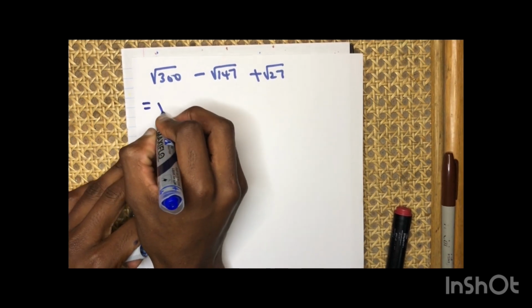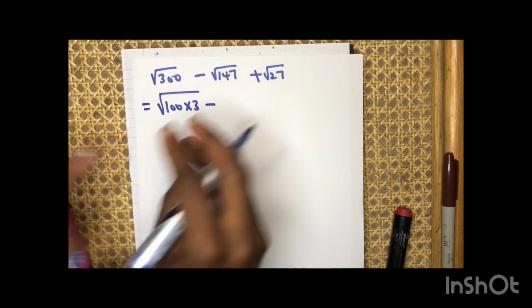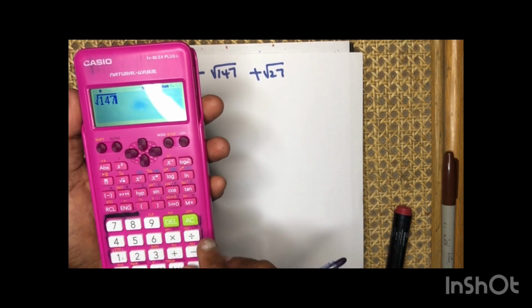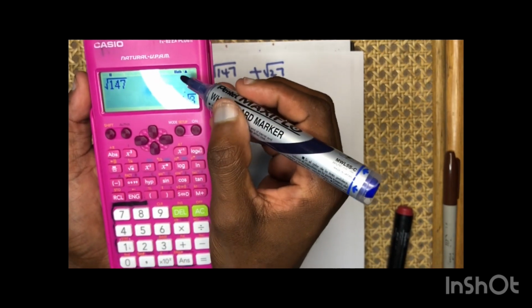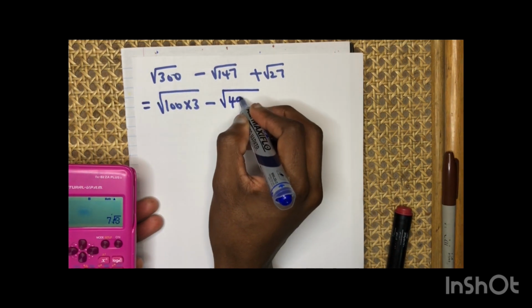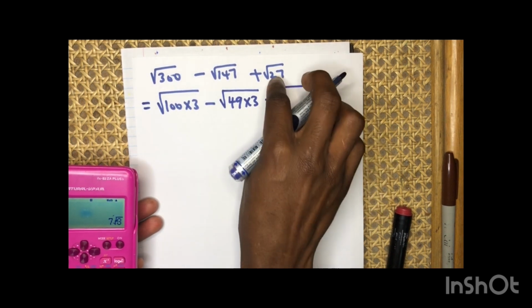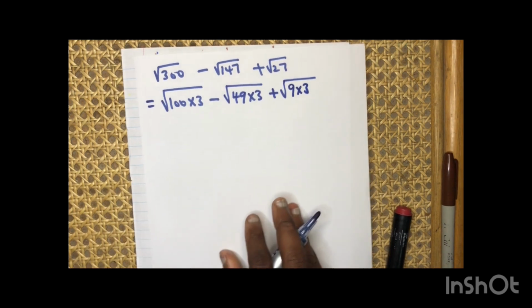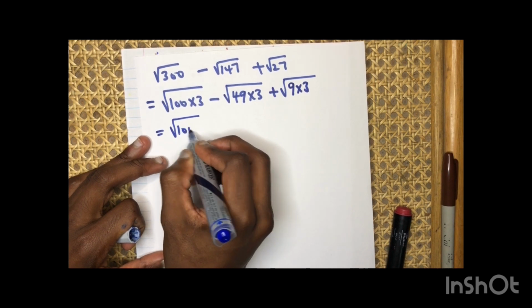So here I'm going to have 100 times 3 minus, then we try to find root 147. So 147 here, can you see that we get 7 root 3, which is the same as 7 squared times 3. So we know that, guys, 7 squared will give us 49. So this is 49 times 3 plus, so we know that 27 is the same as 9 times 3. So this is your perfect square. Then you break them using your law number 1 of exponents.